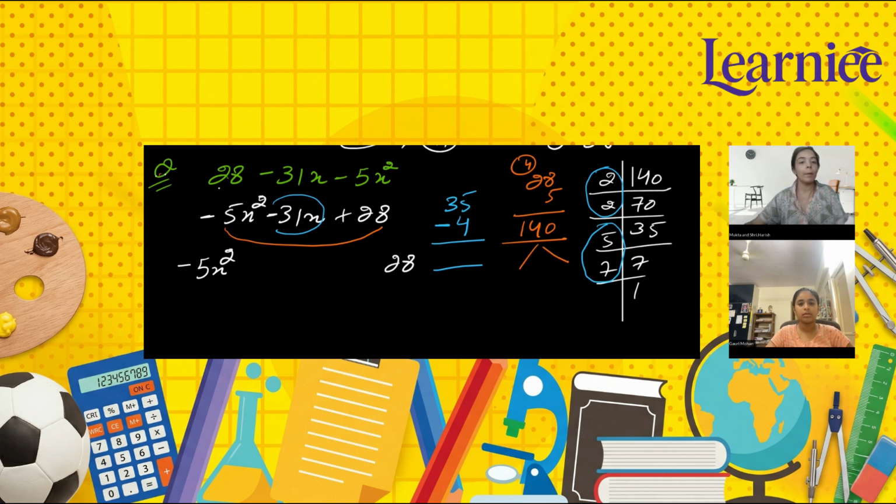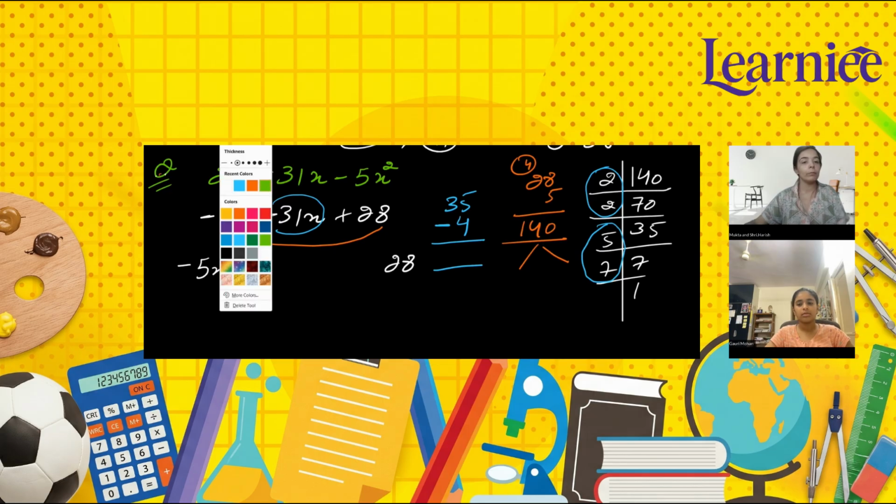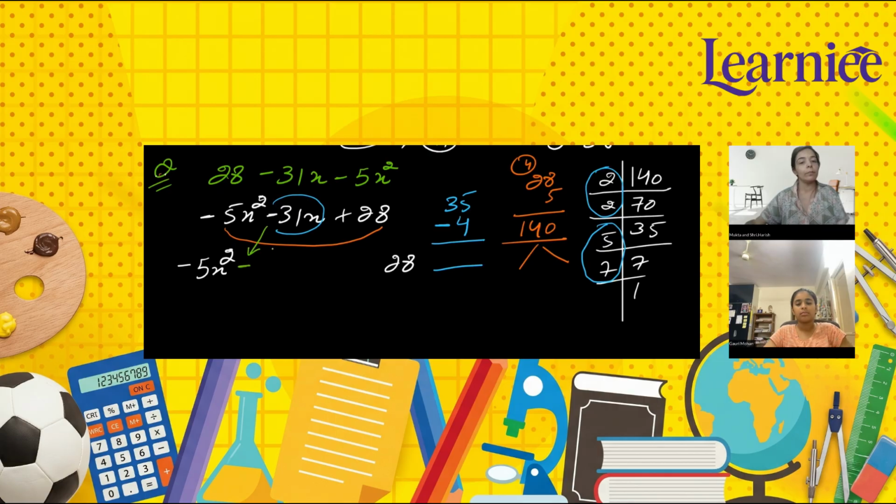Minus, again, first value and last value will be copied. Now minus 31x. So as the rule says, we just have to copy the sign. What sign is there? Minus. So I'm putting minus outside the bracket. And what variable is there? X. So I'm putting x outside the bracket. Got it?